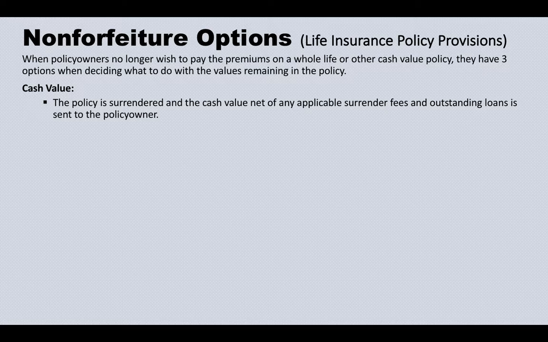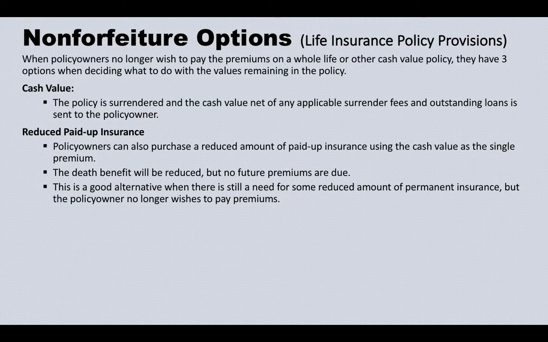So the first option, basically, you take the cash value. The second option is called reduced paid-up insurance. What is it? The policy owner can purchase a reduced amount of paid-up insurance using the cash value as a single premium. The death benefit will be reduced, but no future premiums are due. This is a good alternative when there's still a need for some reduced amount of permanent insurance, but the policy owner no longer wishes to pay the premium.